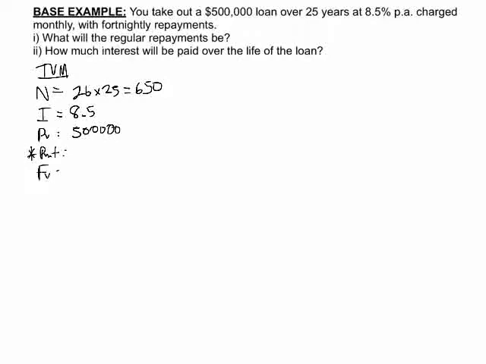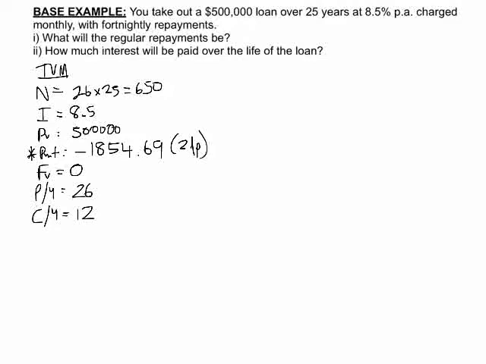You're taking out the loan and paying it off, so you're trying to owe zero at the end. And then payments per year, we said, were fortnightly, so 26 times per year, and interest is charged monthly, so that happens 12 times a year. So if you do that and you solve for PMT, you will get negative 1854.69 to 2 decimal places. So that's the answer to the first part.